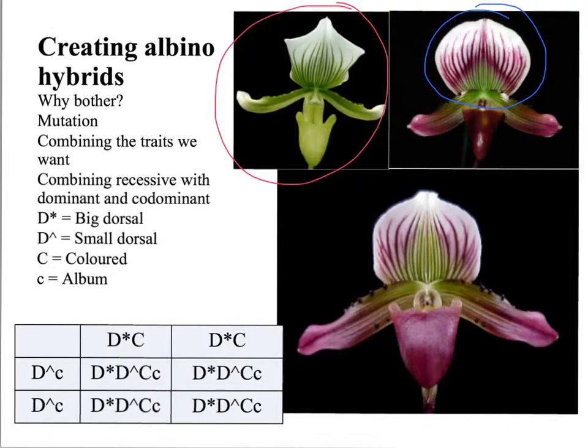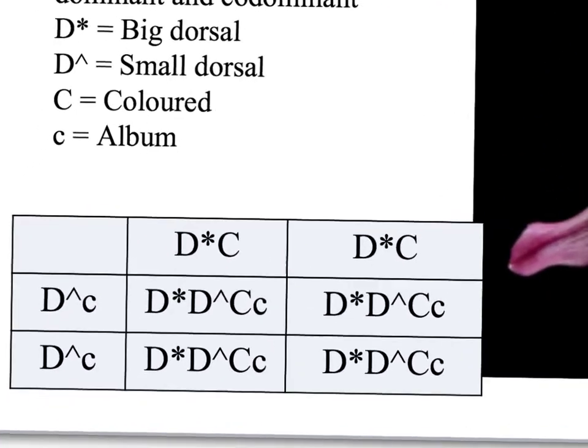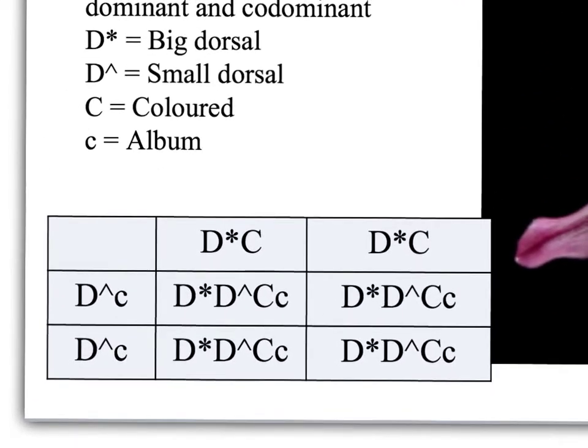I'll show you what I mean in this table down the bottom. Now in this one here I've the nice big dorsal, which I have outlined in the red here. The nice big dorsal here is in one of the parents, and it's this one at the top here. So I have this one I've assumed is going to be homozygous for the big dorsal. The other parent has got the small dorsal.